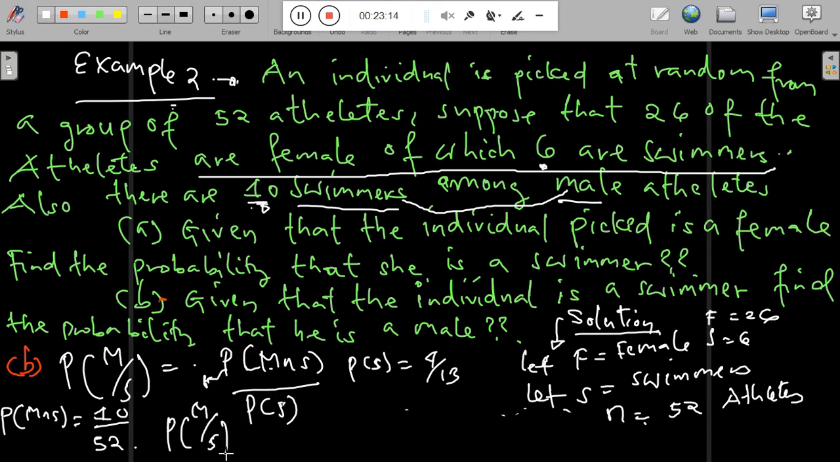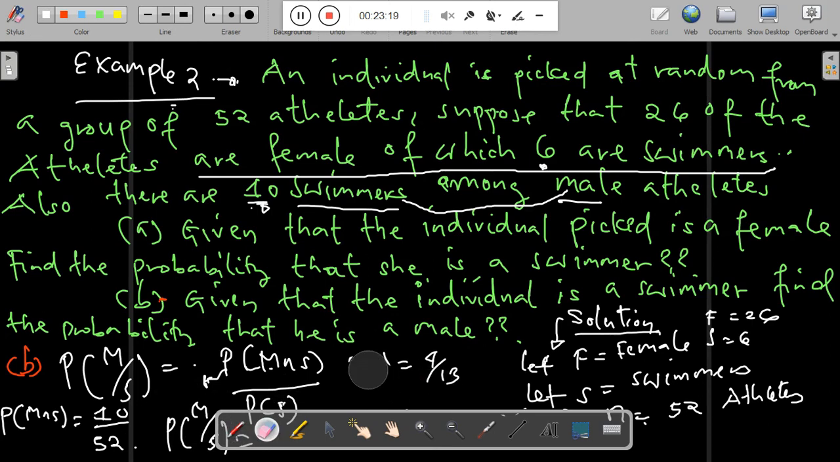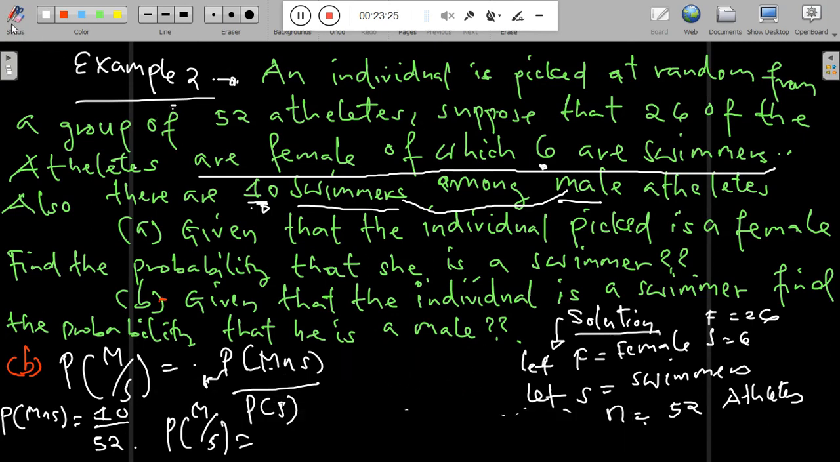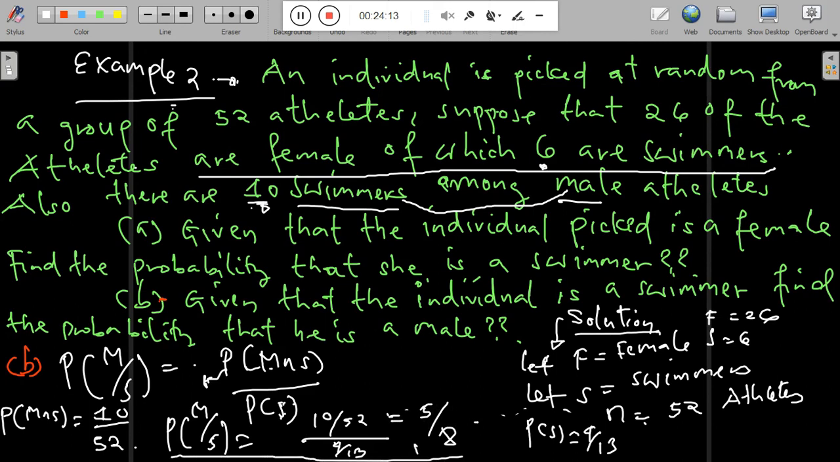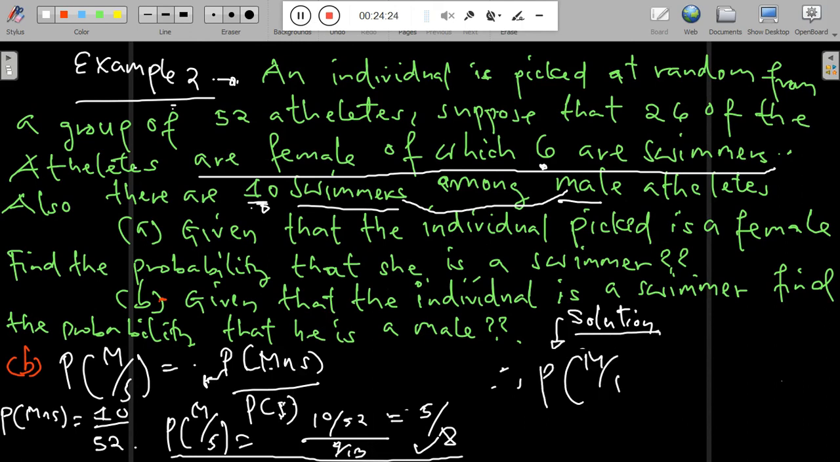When we plug into our formula, the probability of male given swimmer is given by the probability of M intersection S, male intersection swimmer, as we solved earlier, that is 10 over 52, divided by the probability of swimmer, which is 4 over 13. So when you divide, you will obtain the probability of male given swimmer is equal to 5 over 8.